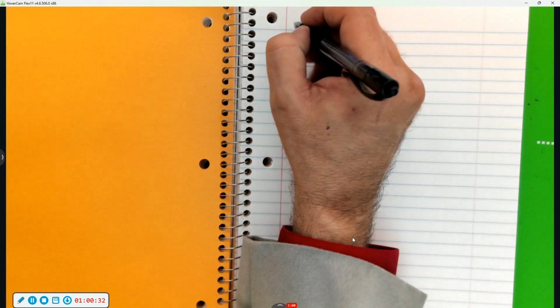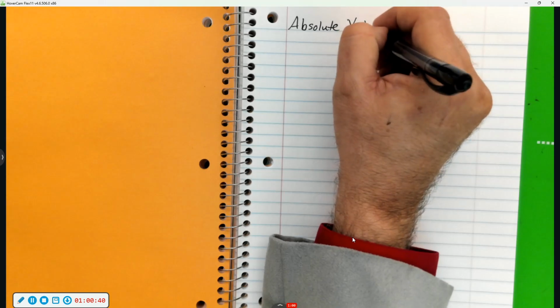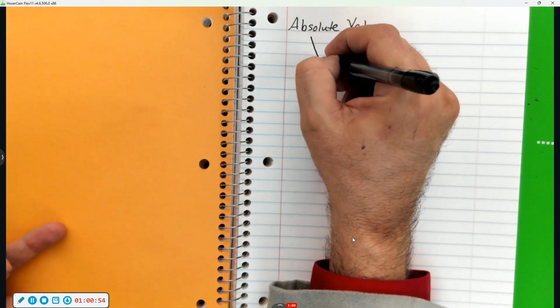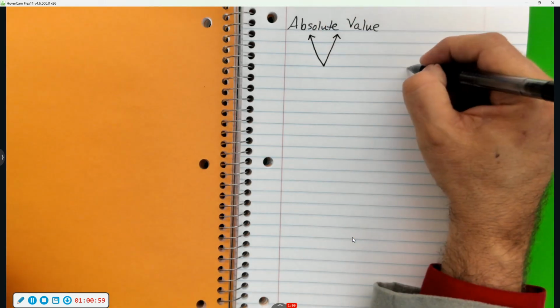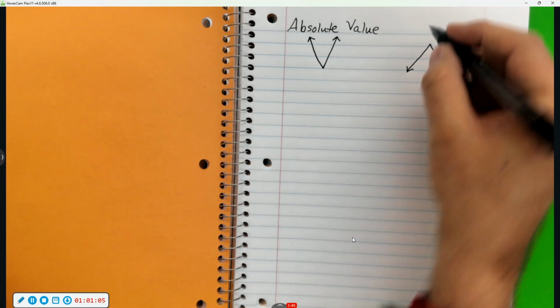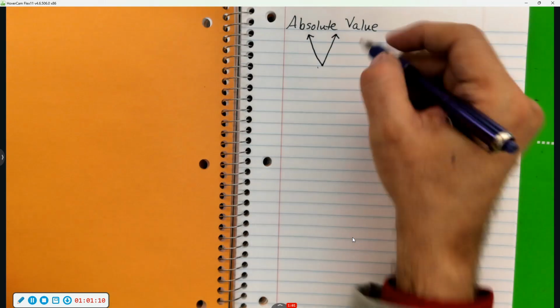The last tool we're going to use is the absolute value tool. To graph an absolute value equation, you'll know it when you see it. It has the absolute value bars. It's going to look like a V. And the turning point on these V's is just like the turning point on a parabola. It's called the vertex.